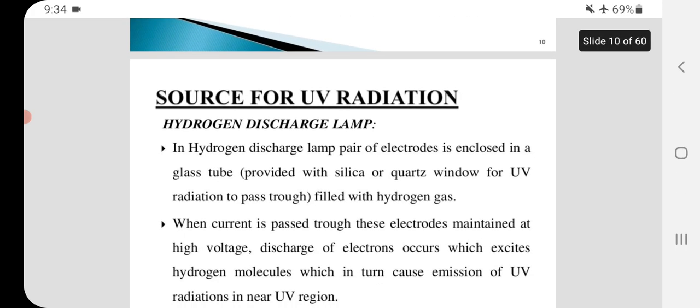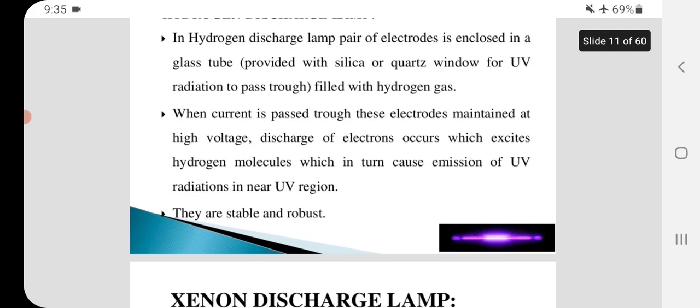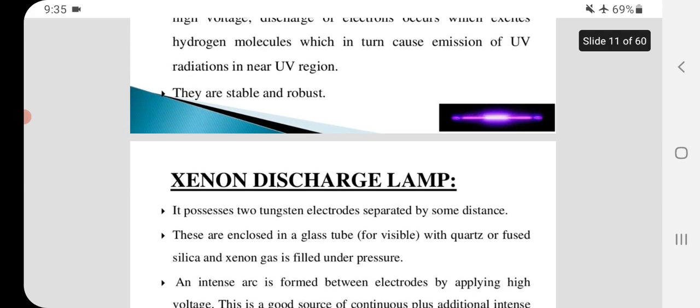Source for UV radiation. Hydrogen discharge lamp. In hydrogen discharge lamp, a pair of electrodes is enclosed in a glass tube. When current is passed through these electrodes, maintained at high voltage, discharge of electrons occurs which excites hydrogen molecules, which in turn cause emission of UV radiations in the near UV region. They are stable and robust.